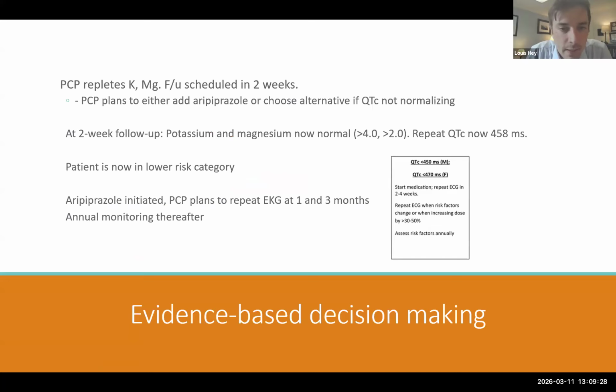She follows up 2 weeks later. We're thinking maybe we'll add aripiprazole, or maybe we need to figure out an alternative if we can't fix the QTC. So she comes back 2 weeks later. We've now optimized her electrolytes. We get another EKG, and her QTC is 458. So this puts her now in that first box category, where you can start that medication.